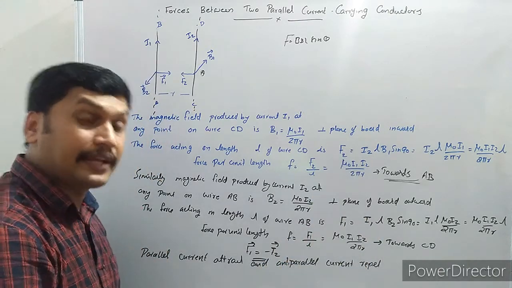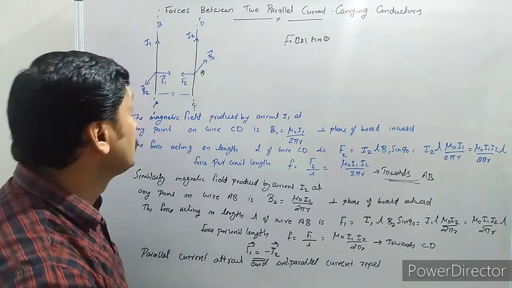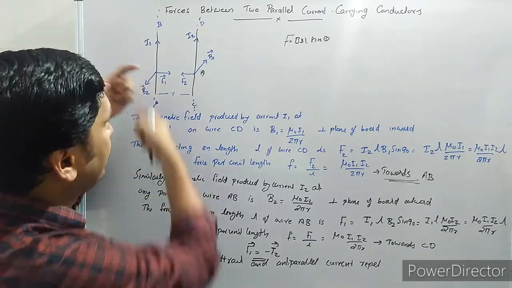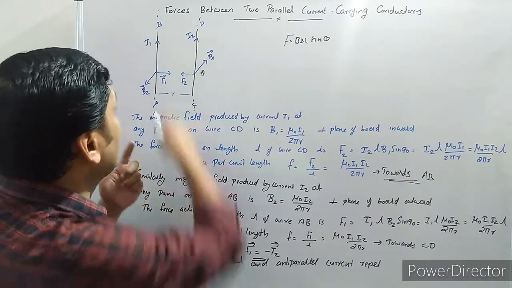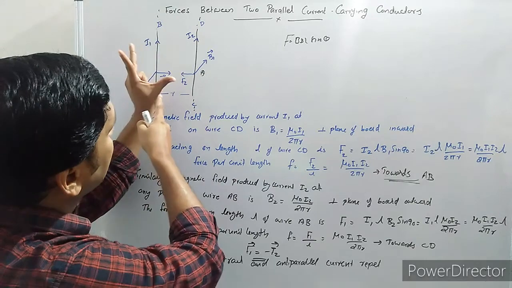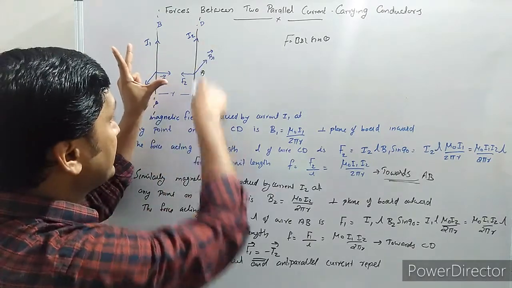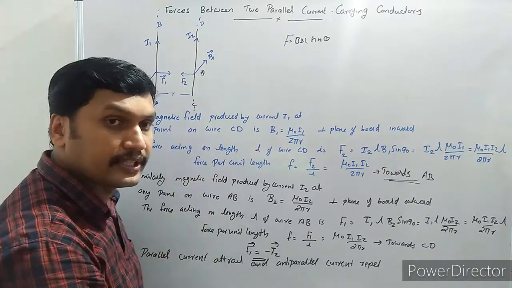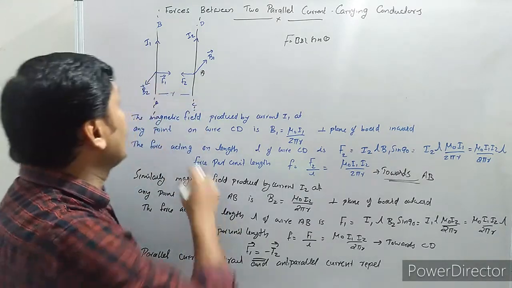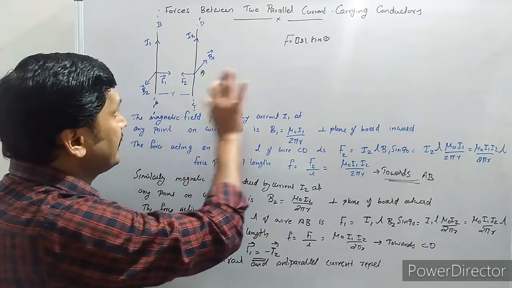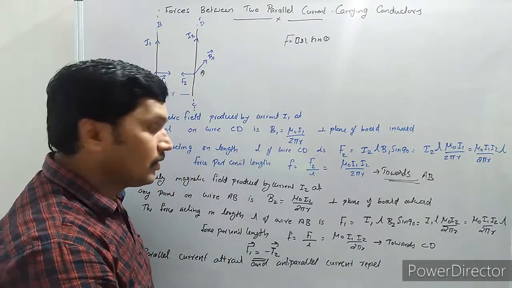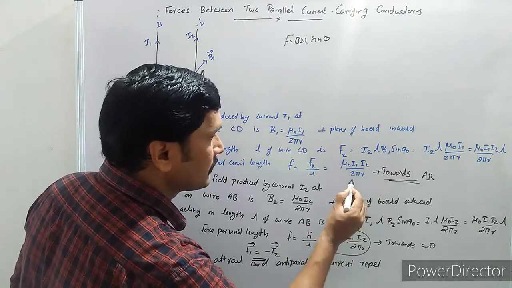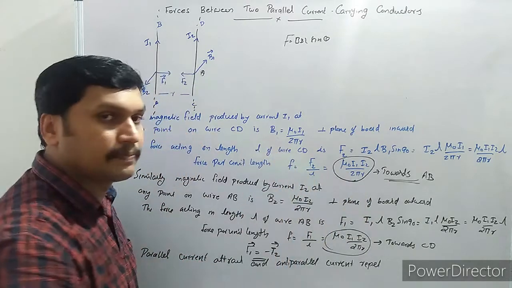And for its direction, again apply Fleming's left hand rule. We can see the direction of the magnetic field is coming outward, out of the plane of the board, and the current is in the upward direction. So what happened? The thumb points towards CD. That is, the force F1 is just opposite of force F2. It means the conductor AB is attracted towards CD with the same force per unit length. You see that both forces per unit length are the same, mu 0 I1 I2 by 2 pi r.